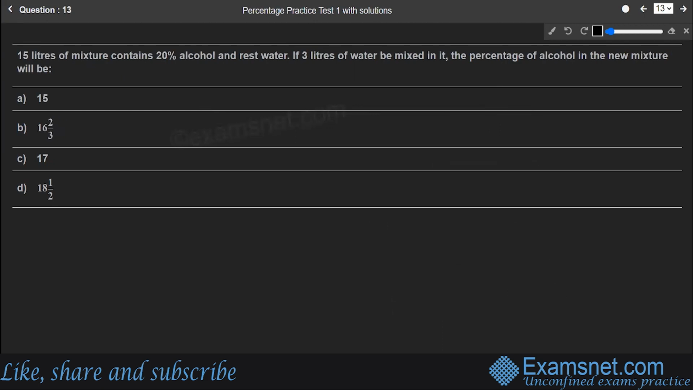Now, 15 liters of mixture contains 20% of alcohol. There's a 15-liter mixture in all. So we can draw it like that. What are the compositions of it? There is 20% alcohol in it, so we can write like this, and the rest is water. So how much should the water be? If 20% is alcohol, then the water should be 100 minus 20.